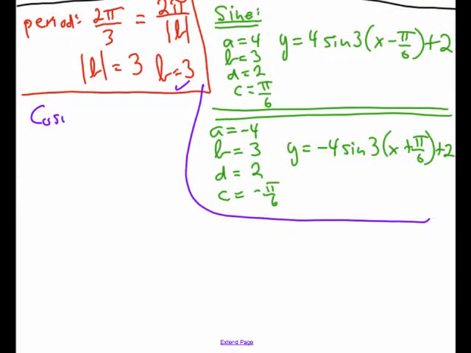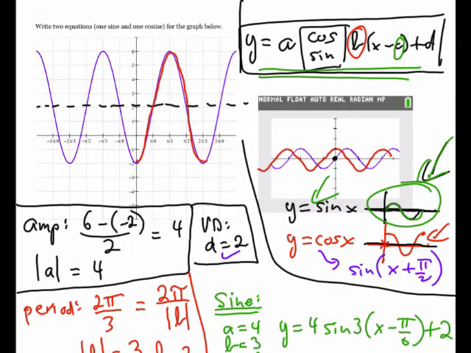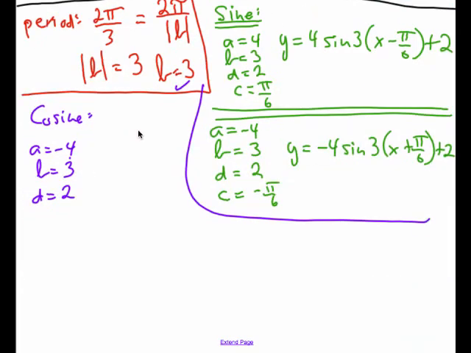So in terms of cosine graph, I could have A -4, B 3, D 2. And the nice part about doing it this way is that there's no horizontal shift needed to get me to where the graph actually is. If I simply think of it as a graph that's been flipped across the horizontal axis, it's matching itself already without a horizontal shift. So C would be 0. And so my equation would be y equals -4 cosine 3 x minus 0. So in other words, just x plus 2.